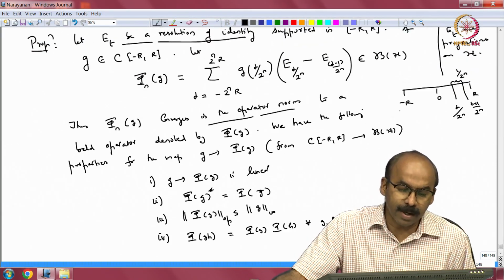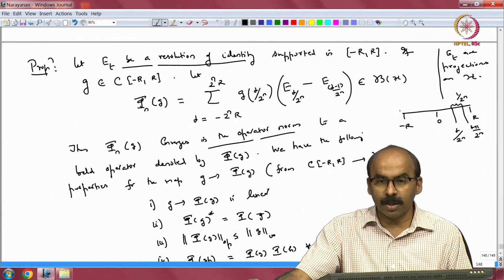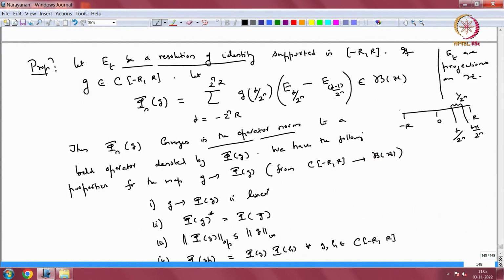Let me repeat. I start with a resolution of identity supported in minus r to r. I form these Riemann sums, with respect to the resolution of identity E sub t. Then just like you prove the existence of the Riemann integral of a continuous function, or the Riemann-Stieltjes integral for an appropriate function capital F and g continuous, these phi n g's converge in the operator norm to some operator phi of g, which has these 4 properties.